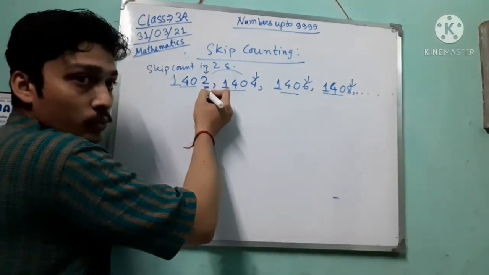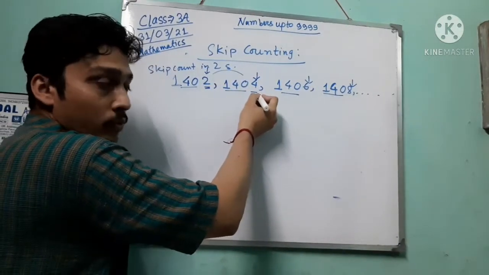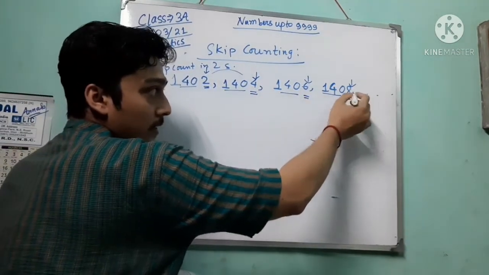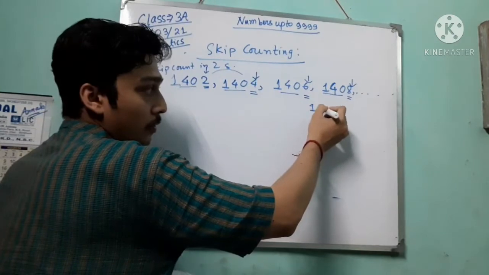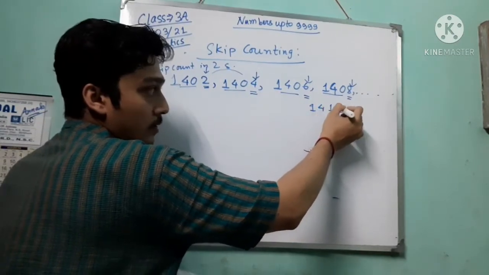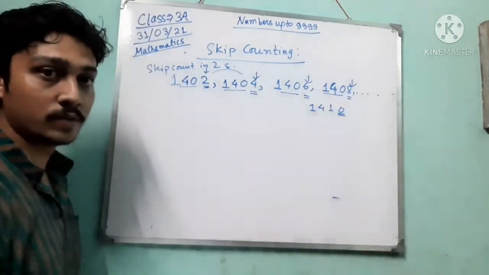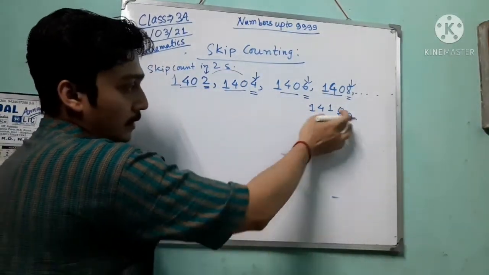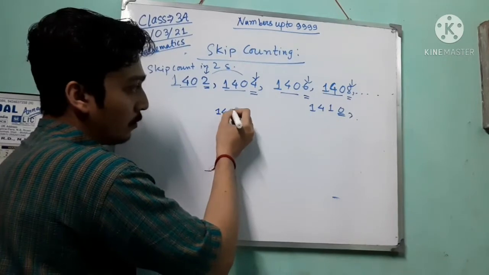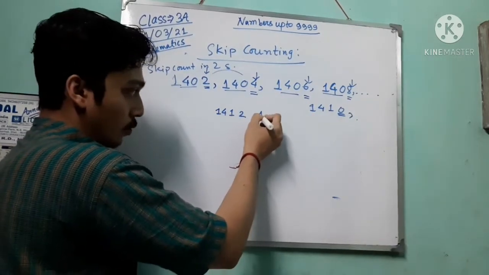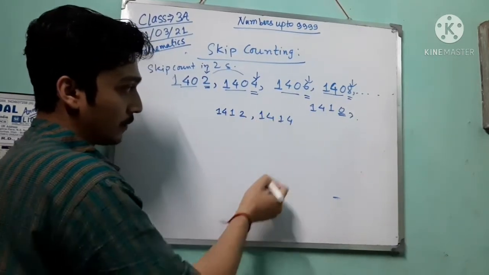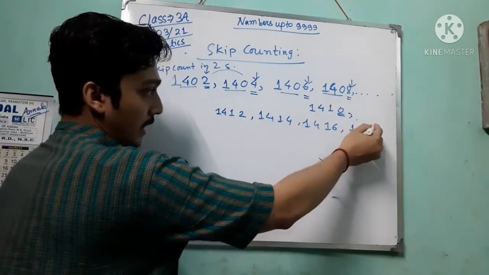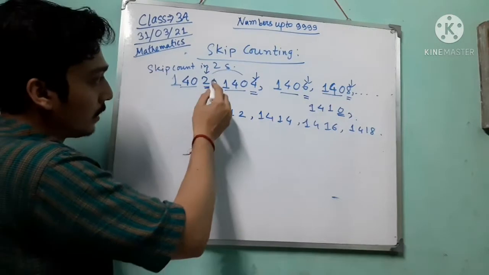You see, here is 2, then 4, then 6, then 8, and then it will be 1410. So you see, this is 0. After 1410, it will be 1412, 1414, 1416, 1418. Look very carefully.